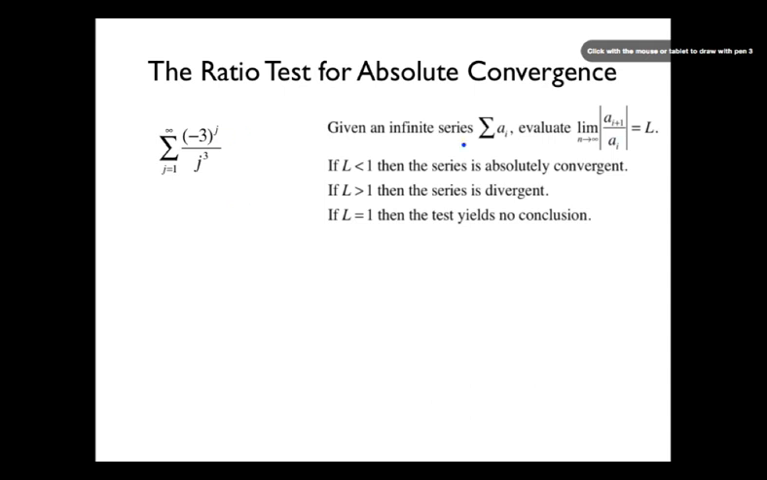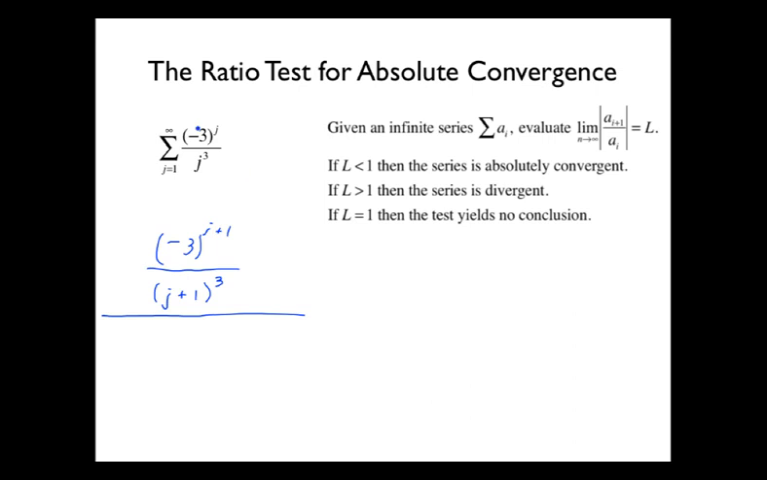Okay, so what do I have? a_{i+1}, right? Those aren't n's, those are i's. All right, so a_{i+1} is going to be -3 to the, sure, we can use j, whatever, it doesn't matter. So we got j here. So j plus 1 divided by, that's a to the j plus 1. Right? So all the j's just become j plus 1s, and we're dividing by what? A sub j, which is just that.